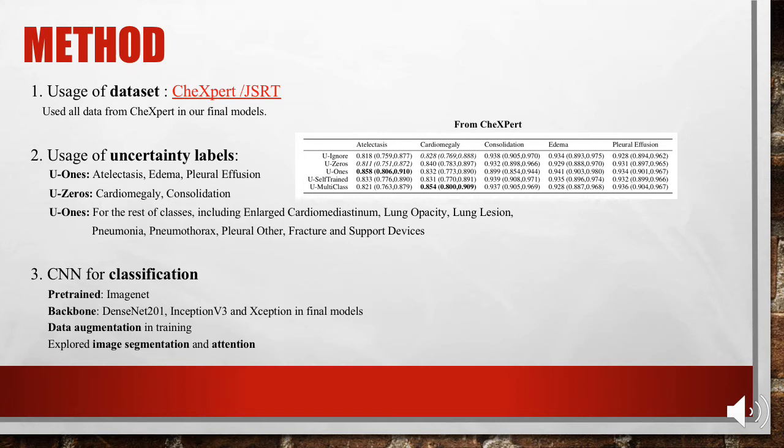And since this is an image classification problem, of course we go to convolutional neural nets. We use ImageNet as the pre-trained model and have tried different backbones, as we mentioned in our project draft. But in our final models, these 3 are used: DenseNet201, Inception v3, and Xception. We also have tried some data augmentation methods in training time, and we have explored image segmentation a little bit using the JSRT dataset, and also have tried attention.